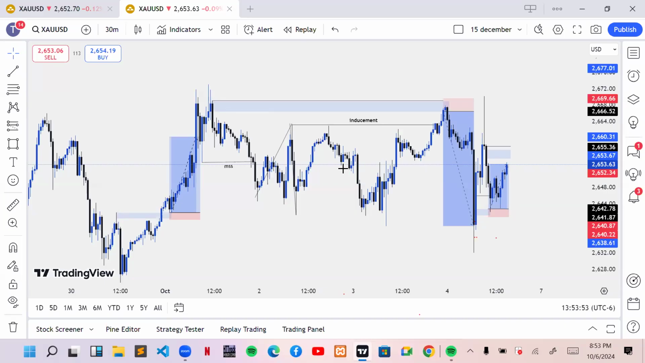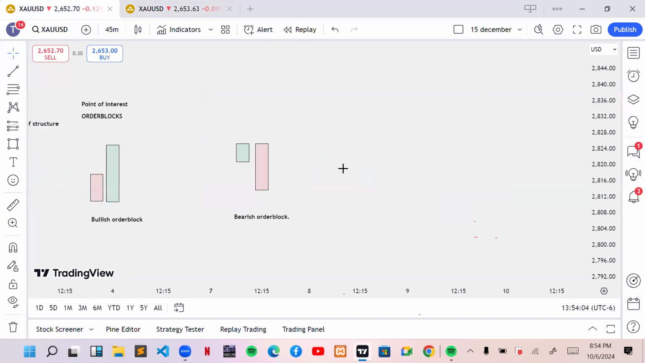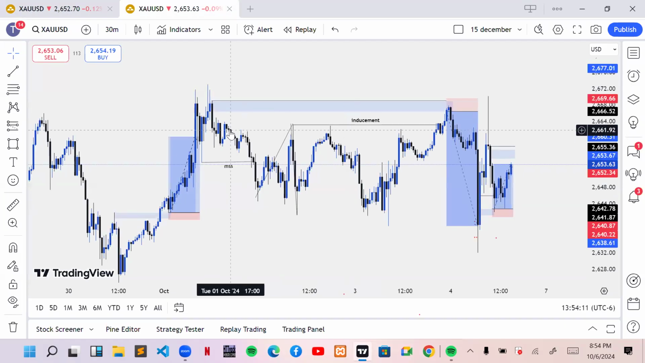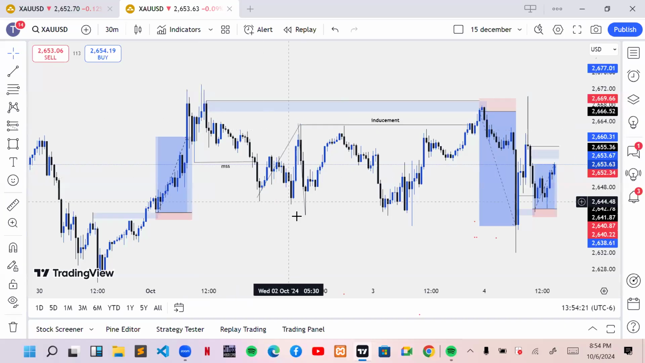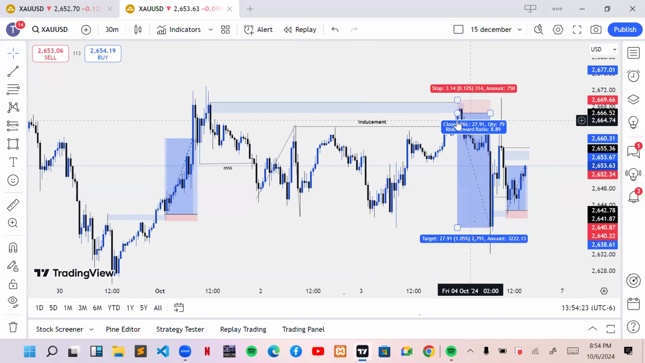Since I'm looking out for sells, what I'm now looking out for is my point of interest, that is my order block. In this case, since I'm looking for sells, I'll be looking out for a bearish order block. So how does a bearish order block look? You see a bullish candle, and then you see a bearish candle engulf it. In this case, this is what a bearish order block looks like. I marked my order block from this, and what did the market do? The market eventually tapped into this order block and continued selling.